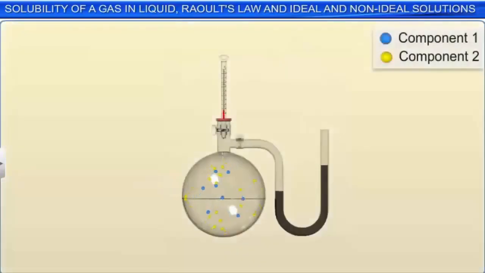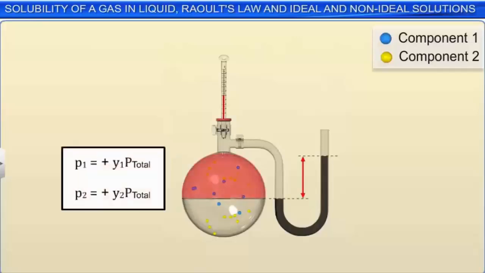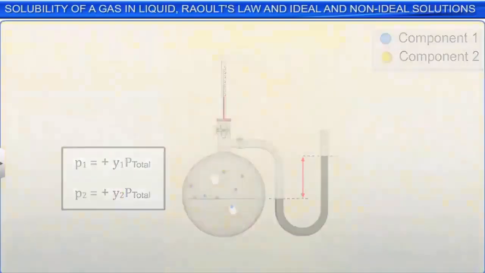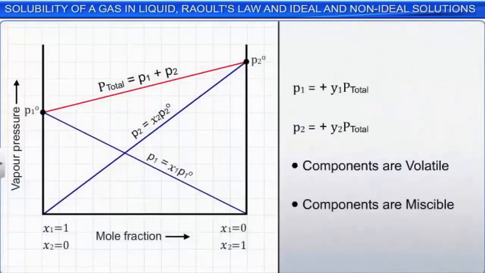Further, as the vapor phase is in equilibrium with the solution phase, the composition in the vapor phase can be determined from the partial pressures of the components by the equations P1 is equal to Y1 P total and P2 is equal to Y2 P total, where Y1 and Y2 are the mole fractions of components 1 and 2 respectively in the vapor phase. It is important to note that the above holds true only if the two components in the binary solution are volatile and are completely miscible with each other.